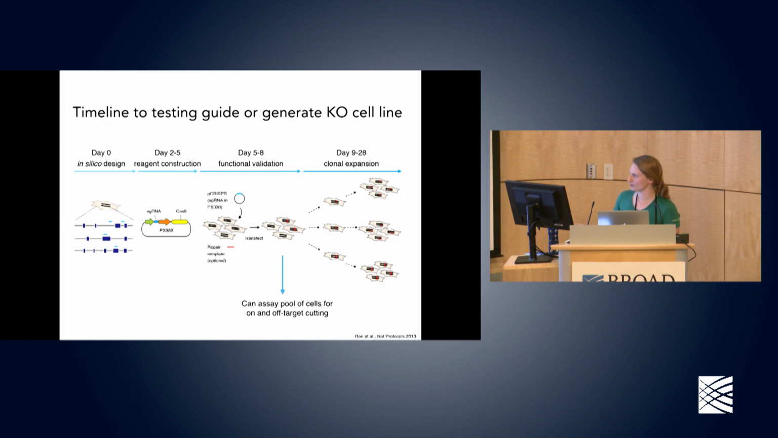Next, you need to construct your reagents, so do some molecular cloning. And then you can transfect into a cell line if you're working with a cell line and test it. To see if your guide worked, you can assay a pool of cells for on and off-target cutting. If you're looking to simply create a knockout cell line, after you assay your pool of cells and you see that you have a knockout cell line that is generated, you can then do clonal expansion and then screen these clones to see which ones have your knockout of interest.